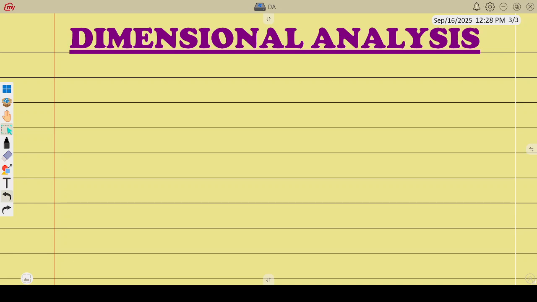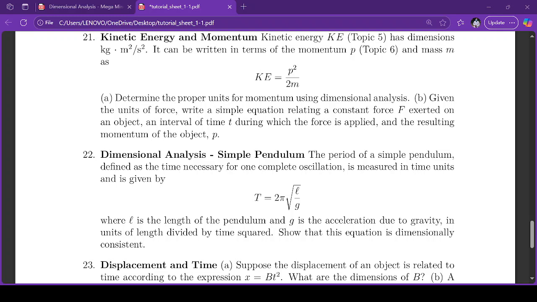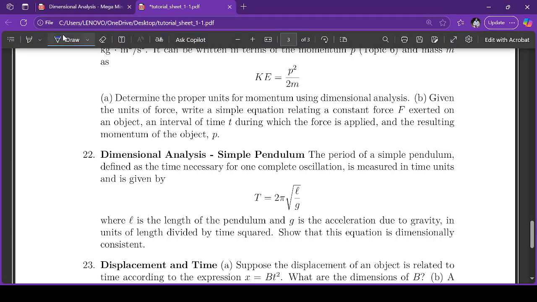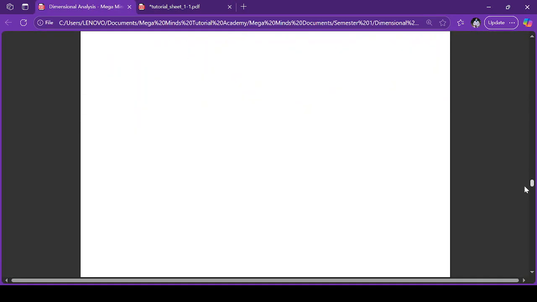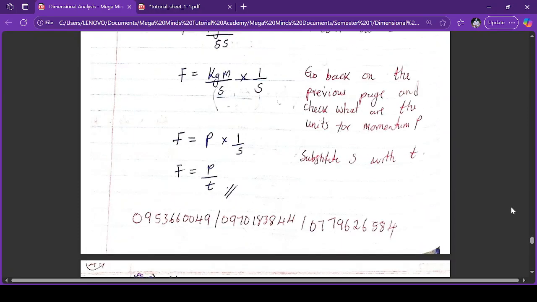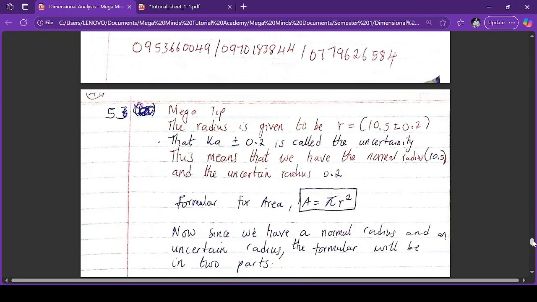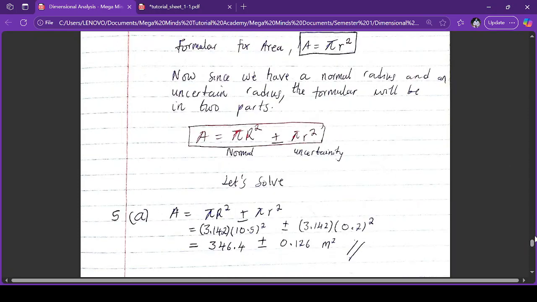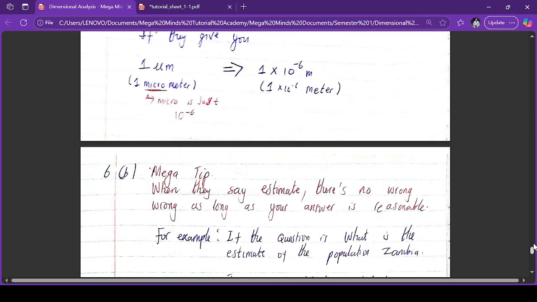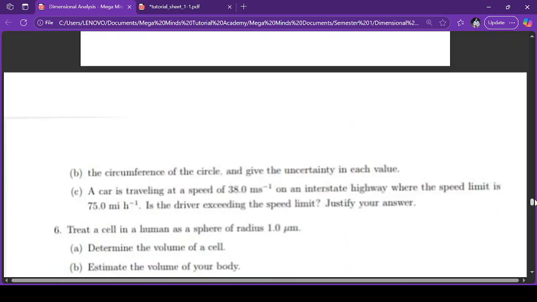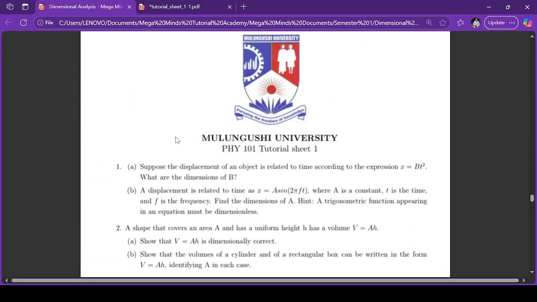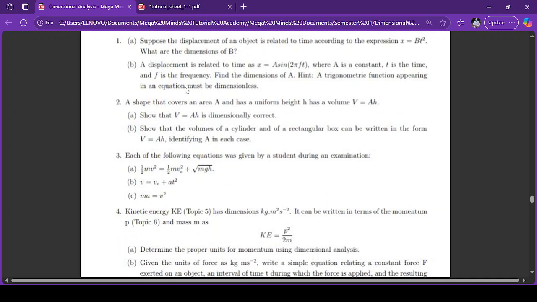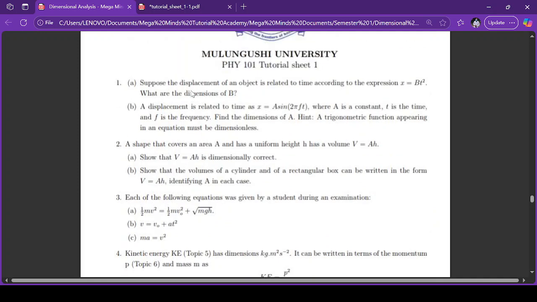Unfortunately, these questions, I actually solved them in the Megaminds document. By the way, the Megaminds document is even here. It has the tutorial sheet at the far end. We have uncertainty measurements there. So this is the tutorial sheet. It's not so clear here maybe, but on your phone you'll be able to see everything nicely.